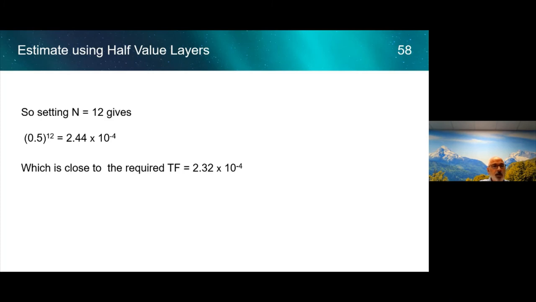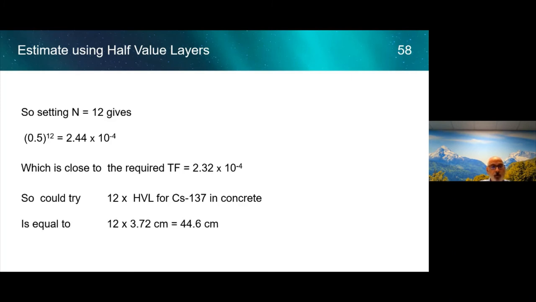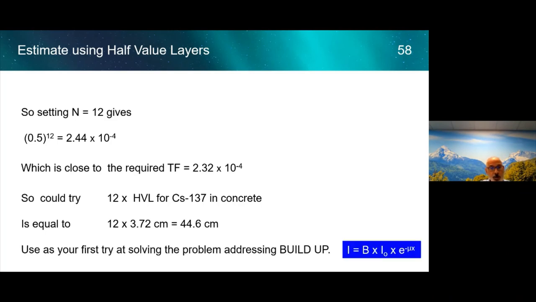So all we have to do then is multiply the number of half value layers by the thickness to get the total thickness of the shield. So 12 times a half value layer for cesium is a good initial starting point when you're going to look at the effect of buildup within that shield. The half value layer is 3.2 centimeters. So 12 times 3.2 gives you an initial starting thickness in concrete, which will address buildup, of 38.4 centimeters. So you could plug that value in and start your iterative process and go through exactly the same process that we did earlier to end up with a value which would then take account of the effect of buildup.